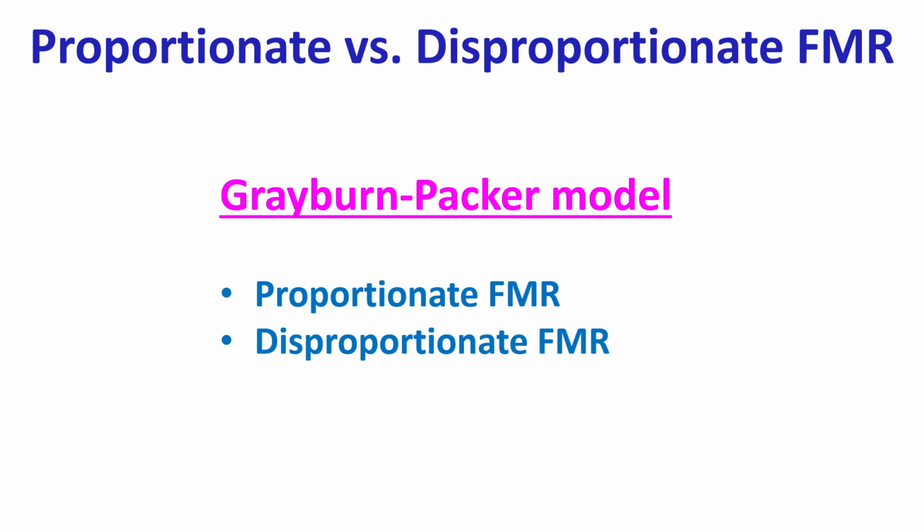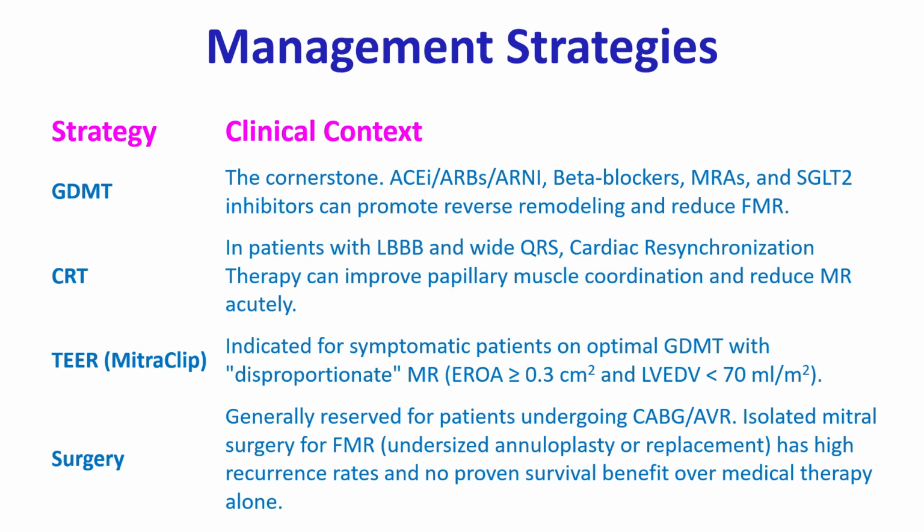Disproportionate functional MR: the MR is excessive relative to the LV end-diastolic volume. These patients, similar to the COAPT trial population, show significant mortality benefits from TEER. Management strategy. Guideline-directed medical therapy is the cornerstone. ACE inhibitor, ARB, ARNI, beta blockers, MRA, and SGLT2 inhibitors can promote reverse remodeling and reduce functional MR.